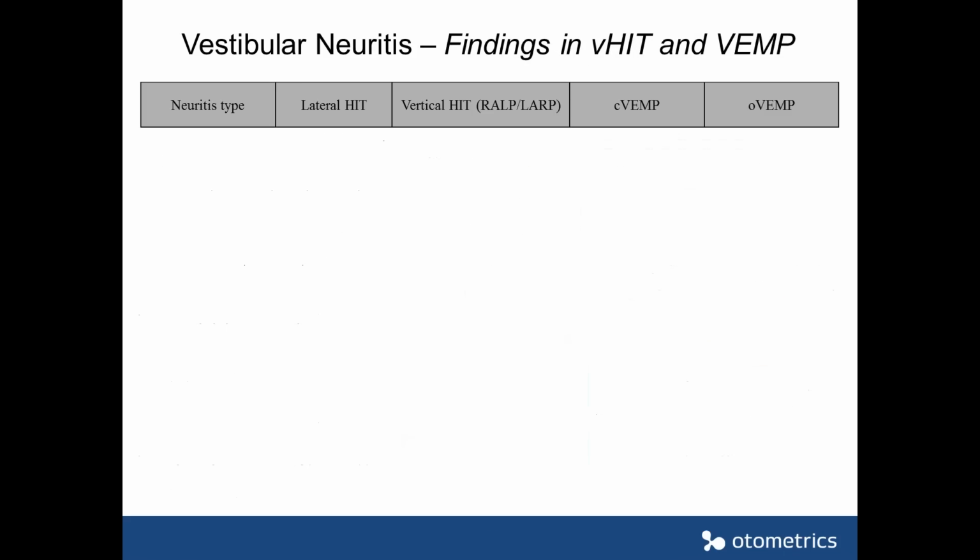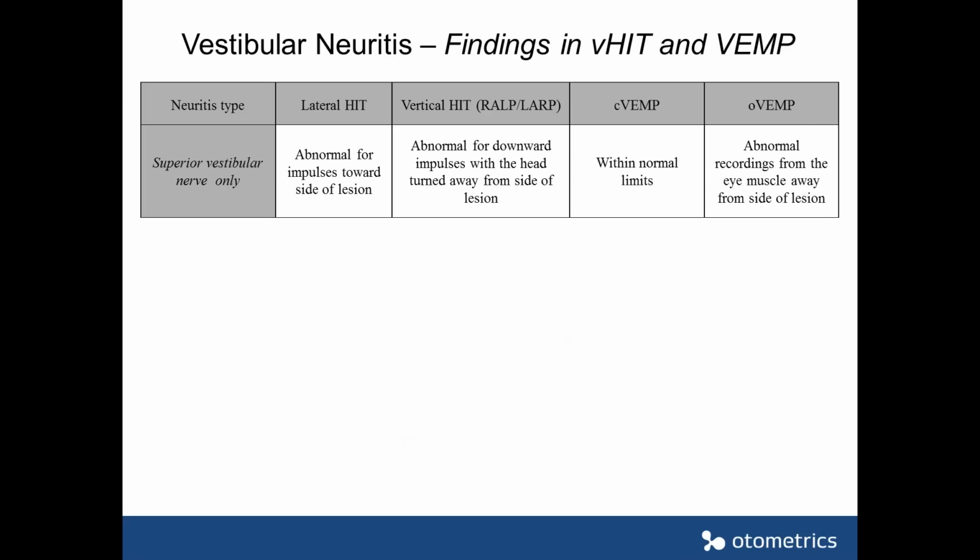Now here's a table that summarizes VHIT and VEMP responses in different types of neuritis. If you have superior vestibular nerve involvement only, you see abnormal impulses toward the side of lesion on the lateral test, abnormal for downward impulses with the head turned away from the side of lesion, and CVEMPs would be normal, OVEMPs would be abnormal when you record from the eye muscle away from the side of lesion.